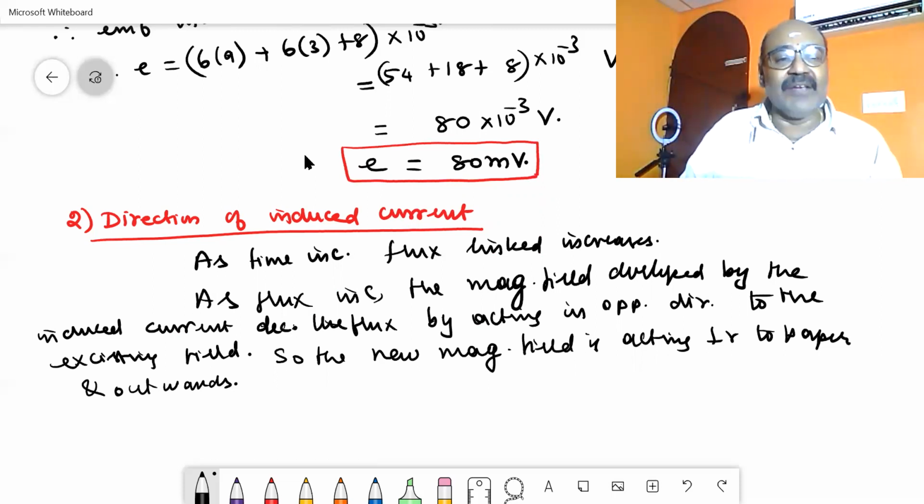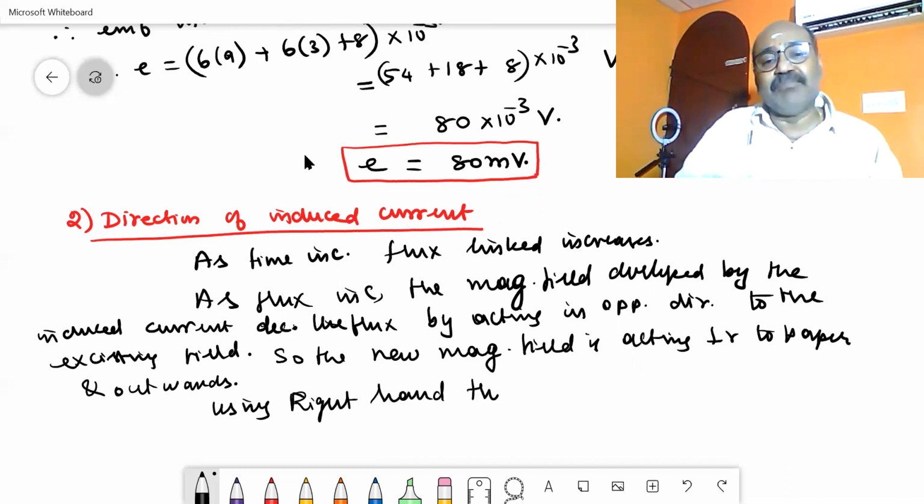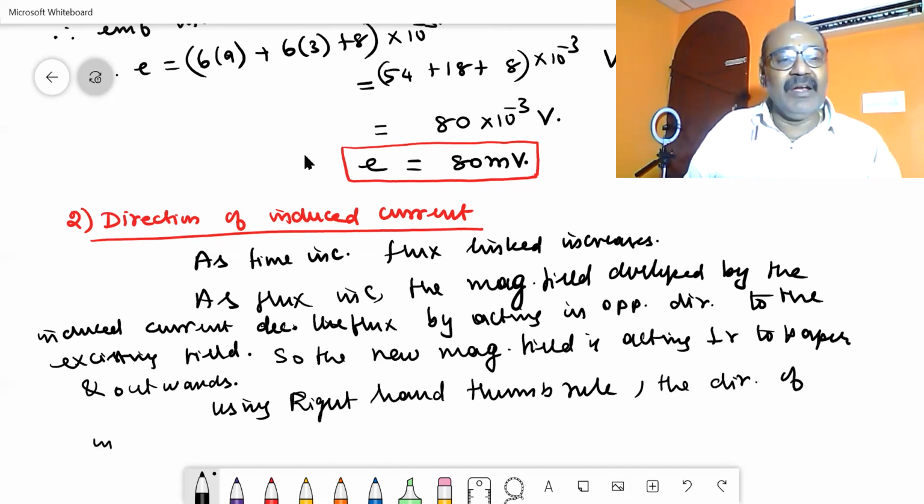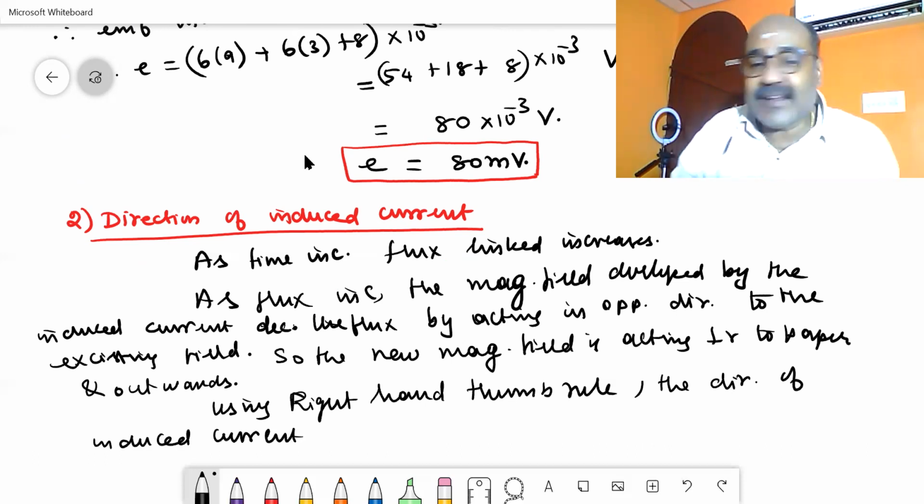So using the right hand thumb rule, the direction of the induced current is in the anti-clockwise direction.